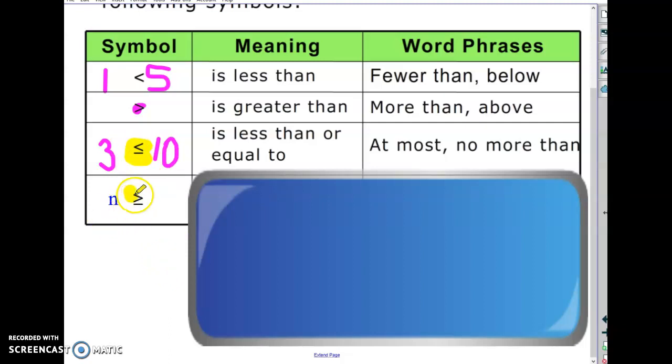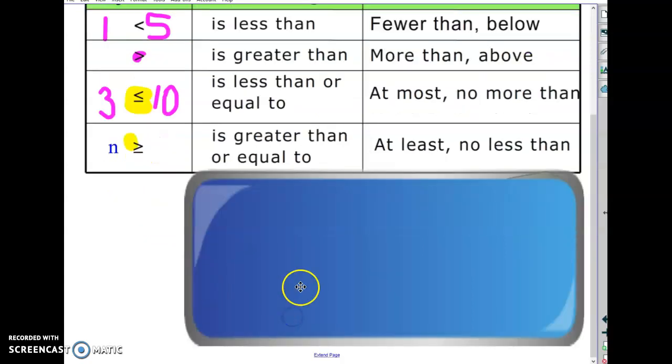The next symbol is greater than or equal to. Word phrases you might use are at least or no less than. If I put n to stand for any number, a number is greater than or equal to 1. So a solution I could put in there, I could put 1 in for my n. I could put 2 in for my n, or 3 or 4. Any of those would work.